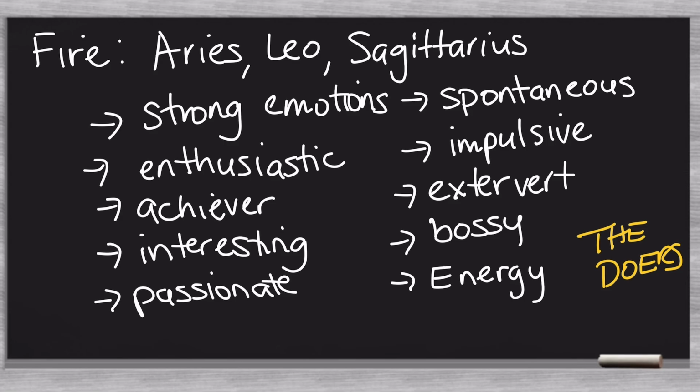The fire signs, they are the doers. They're the doers of the zodiac, and these are the Aries, Leos, and the Sagittarius. Where air is a mental energy, fire is a physical energy. And they represent strong ambitions, spontaneity, enthusiasm, impulsiveness. They're the achievers. They're extroverts. They can be bossy and interesting, very passionate, and full of energy. So fire represents the energy of life.